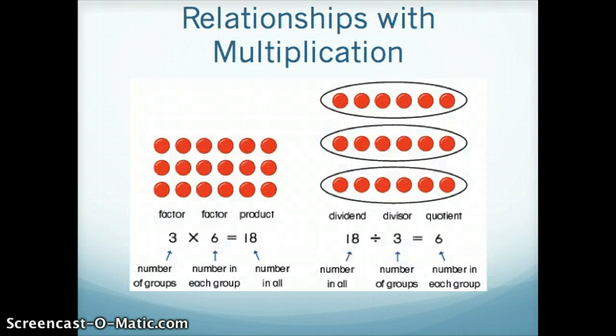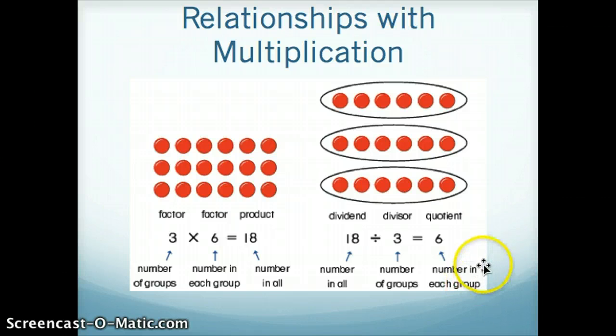Moving on to our first example is relationships with multiplication. As you can see on the left, this should look very familiar. It is an array, and this array shows the multiplication sentence 3 times 6 equals 18. You're all familiar with this vocabulary, factors and products, but now we're going to see how this relates to division. On the right side over here, we have a division problem that is the inverse of the other multiplication problem. It is 18 divided by 3 equals 6.